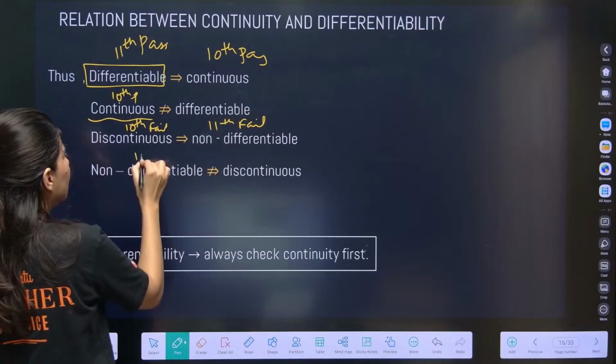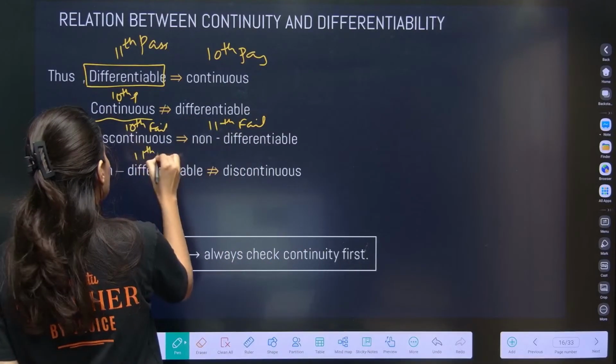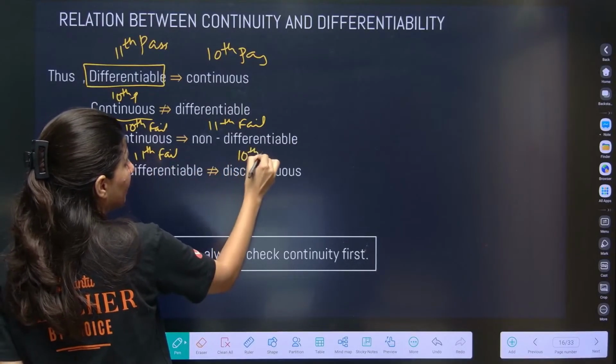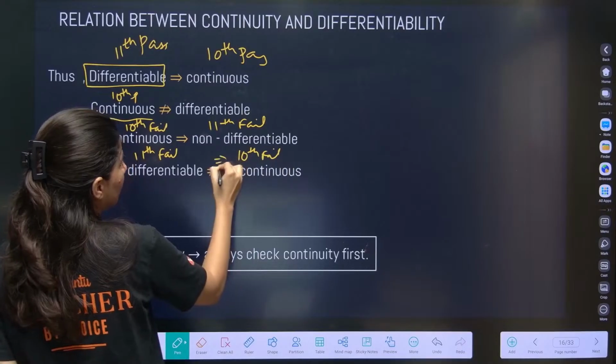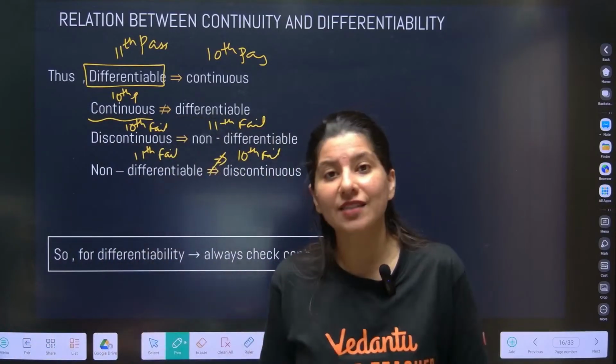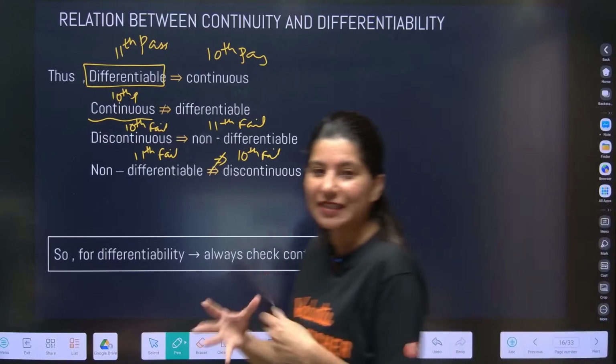And now if it is 11th fail, it doesn't mean that it is 10th fail. Maybe the student passed class 10th, but has failed 11th. It can also happen, no? So what is the conclusion now?